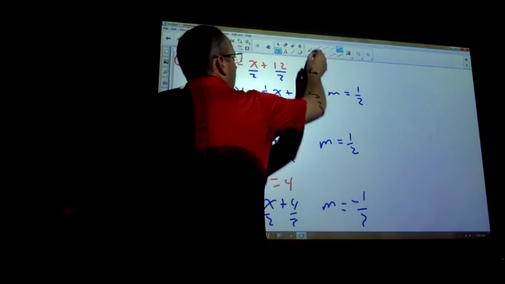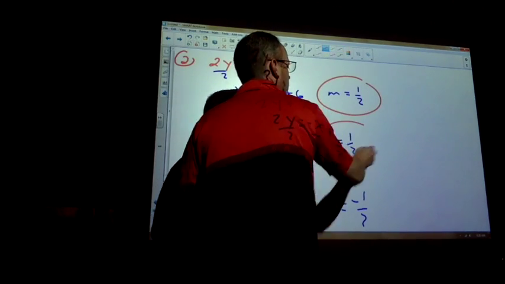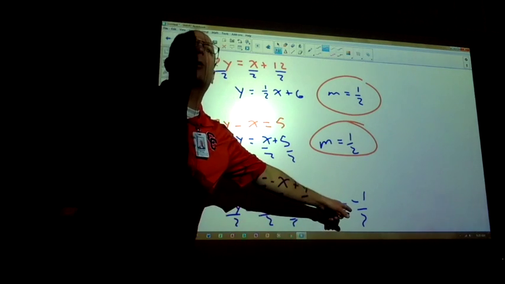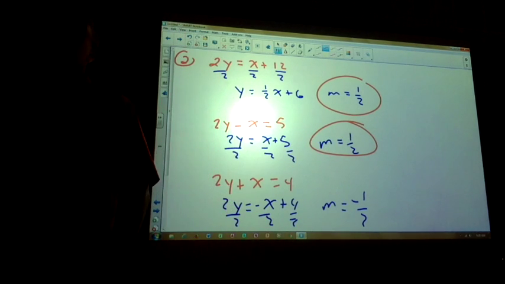Quick question. I can tell you that this is parallel to this. Why do I know that? Because they have the exact same slope. Is this slope perpendicular to that, though? No. It has a negative sign, but it's not the reciprocal. It's not the flip of the fraction. It would have to be negative 2 for a slope. Make sense?